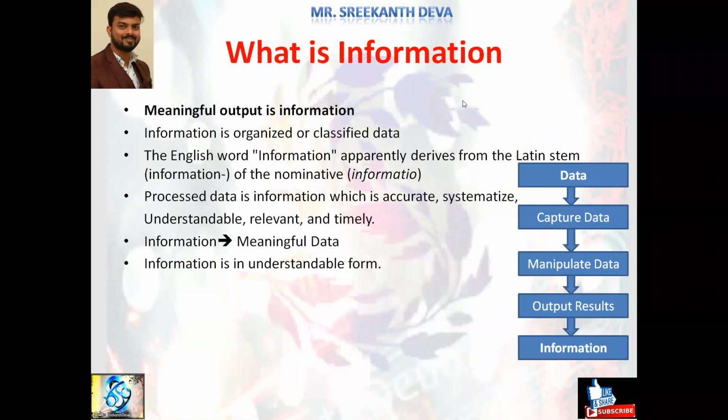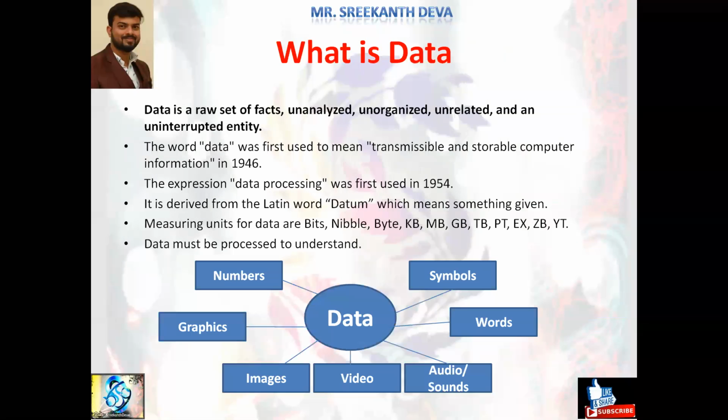Next, what is information? Previously, when I asked students what is data, they simply answered that data is nothing but information. But remember, students, data has a different meaning and information has a different meaning. Data is a raw set of facts. Before processing, we call it data, an unanalyzed, unorganized, unrelated, and uninterpreted entity.